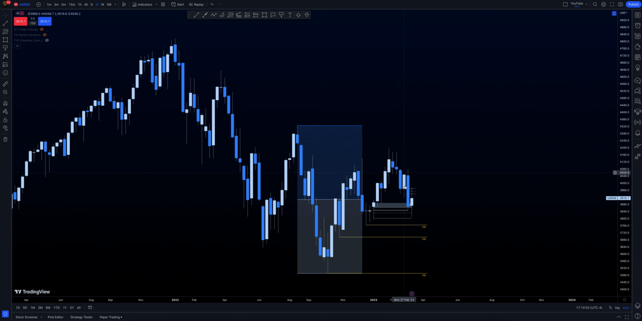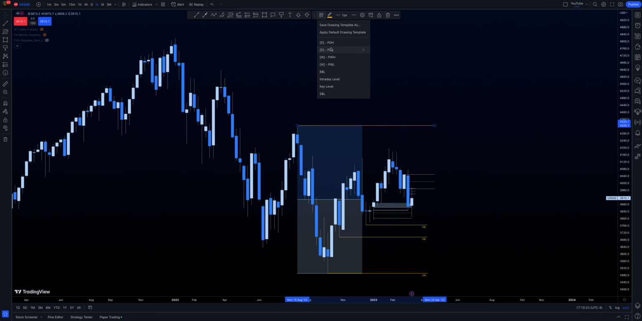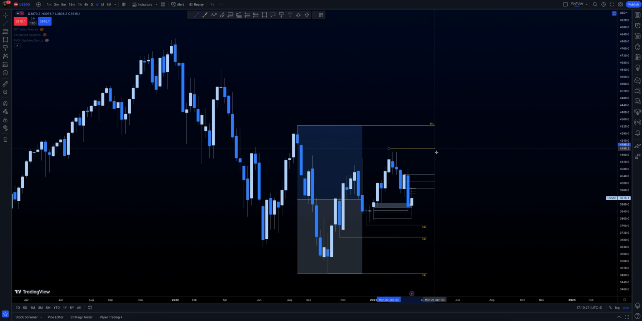And then we've actually got this. So this mean threshold here needs to hold price. If we trade above the 50% mark of this bearish order block, then this could potentially reverse to the upside. And then this is the buy side liquidity here that we will be targeting.